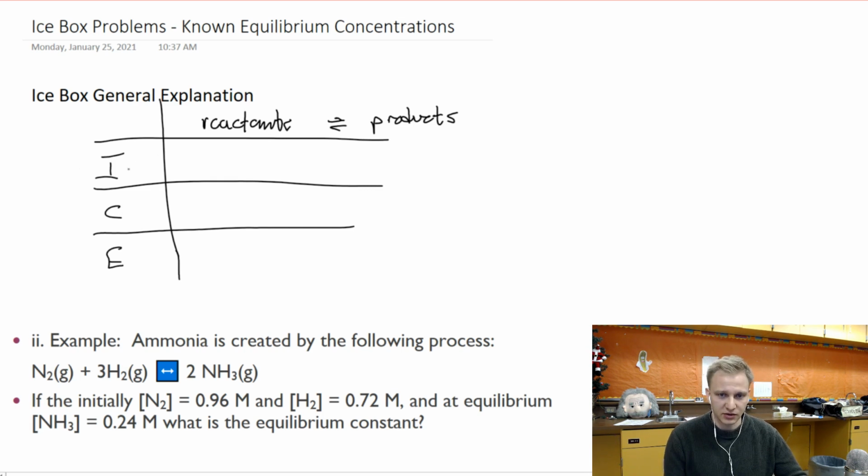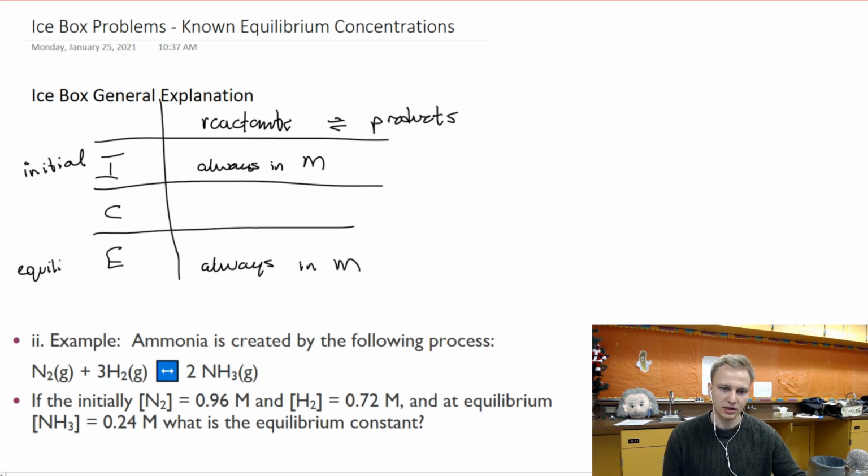For this one here, when we set up the icebox, the I stands for the initial. So whatever we have initially, before we actually start reacting stuff, those are the concentrations that we'll fill in there. And one of the key things is that this column is always filled in molarity. And the same goes for this equilibrium part as well. Our units that we always want to have represented, equilibrium, spelling's tough on a Monday morning. We always want to have the I and the E represented in equilibrium units.